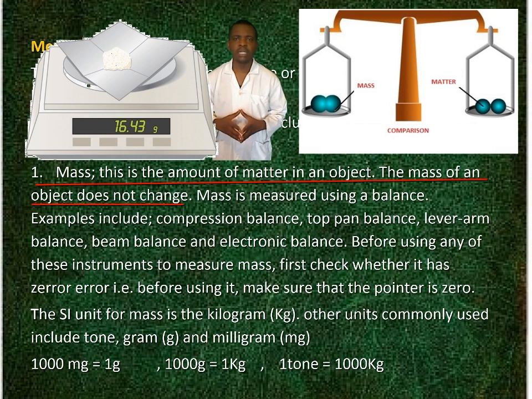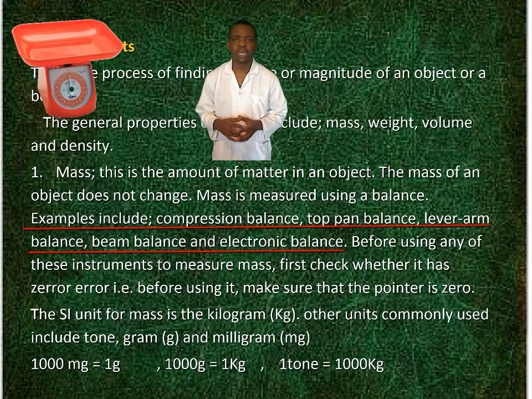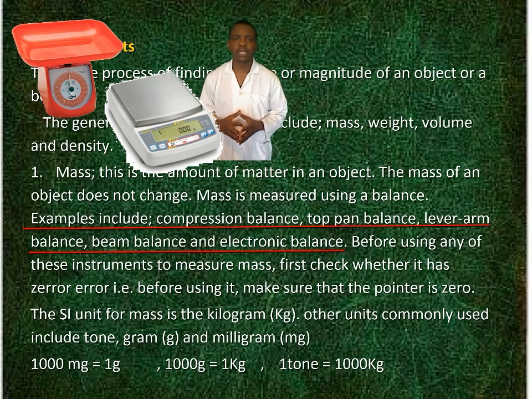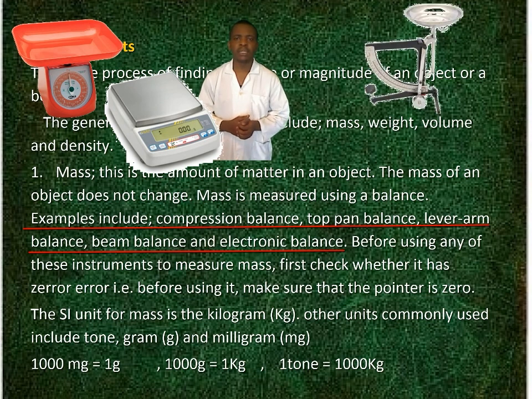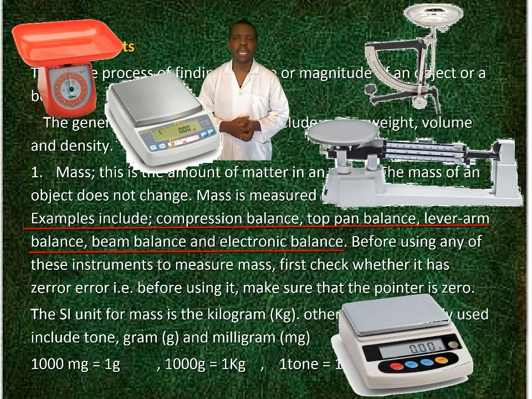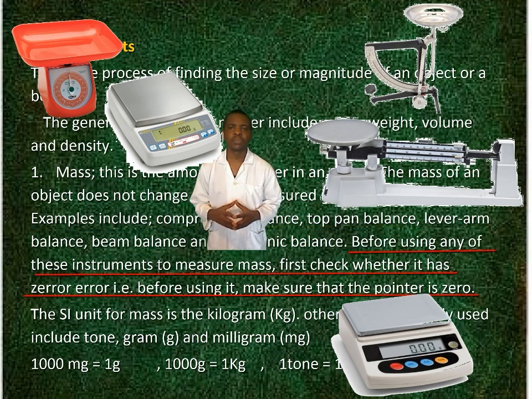Mass. This is the amount of matter in an object. The mass of an object does not change. Mass is measured using a balance. Examples include compression balance, top pan balance, lever arm balance, beam balance, and electronic balance.